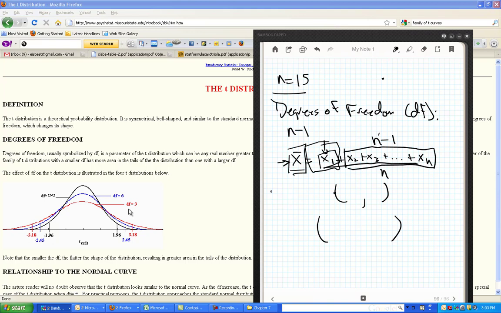If degrees of freedom are even smaller, look at the difference. For a normal curve, for the z, it was 1.96. If my degrees of freedom are only 3, that means that my sample size is 4, right? Because degrees of freedom are always n minus 1 for the t. Now I'm way out at 3.18. So in other words, to be more confident that my confidence interval actually contains the mean, I have to grow the interval. I have to make the interval bigger.